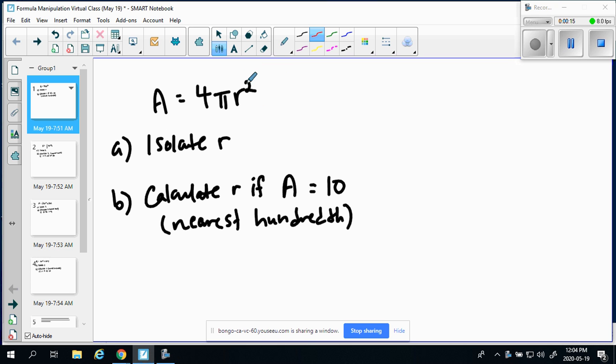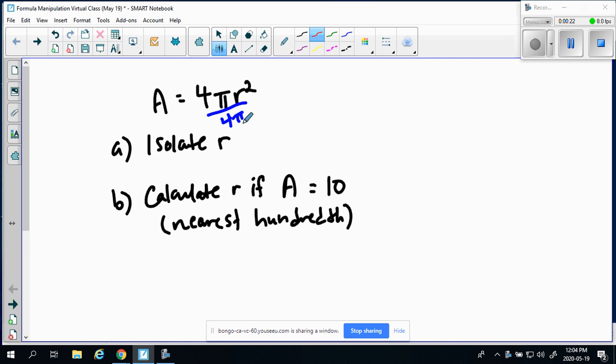So do we undo the squared first, or do we undo the 4 pi first? And the wisdom comes in knowing that you should undo 4 pi first. So we are going to divide both sides by 4 pi. So then you have r squared is equal to A over 4 pi.